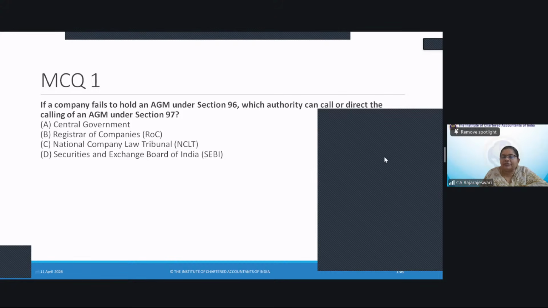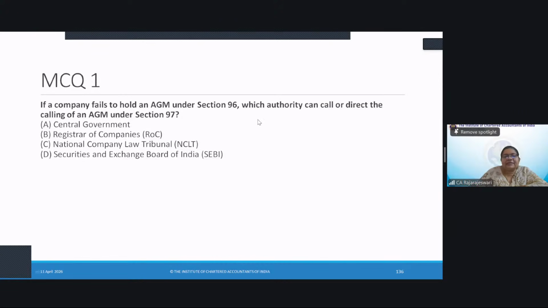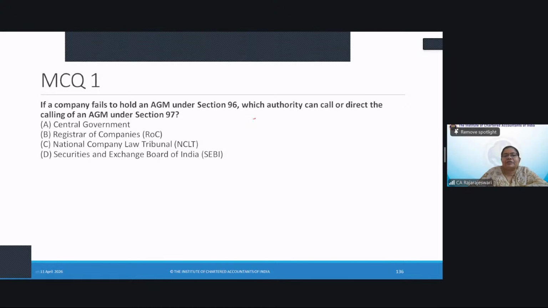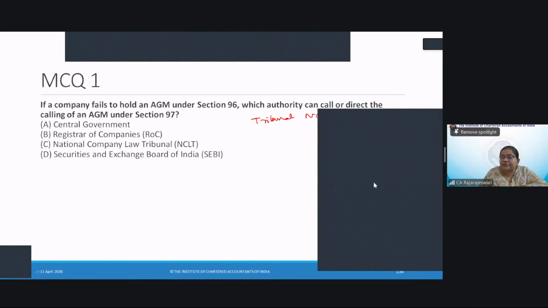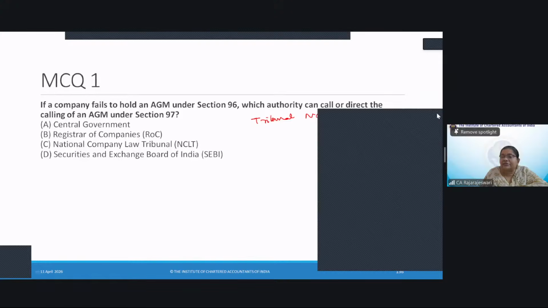So many have come out with the correct answer. What about others? See, it is the National Company Law Tribunal. The tribunal can order. Now, one thing I wish to state. See, here in this topic, it's not ROC. The tribunal has got powers.